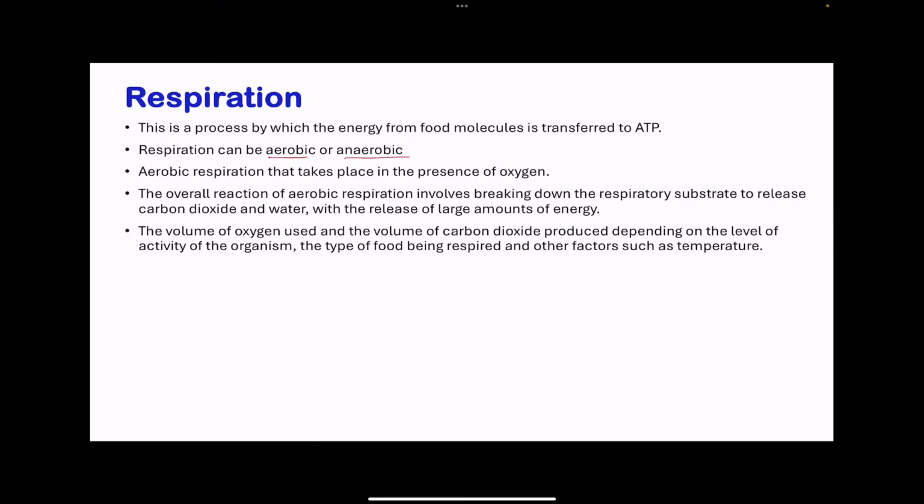Aerobic respiration takes place in the presence of oxygen and it occurs in the mitochondria. During this reaction, the respiratory substrate is going to be converted into carbon dioxide and water, as well as the release of large amounts of energy. The volume of oxygen used and CO2 produced can depend on the level of activity of the organism, as well as other factors like temperature during the respiration process.